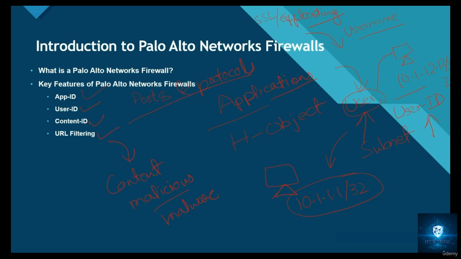Then you have the URL filtering. This feature evaluates HTTP and HTTPS traffic against a set of URLs, blocking or allowing access to websites based on categorized content. With this foundational understanding, now let's dive into the detailed deployment scenarios.